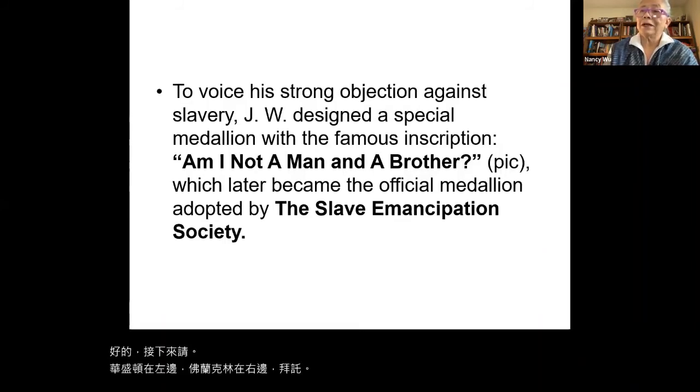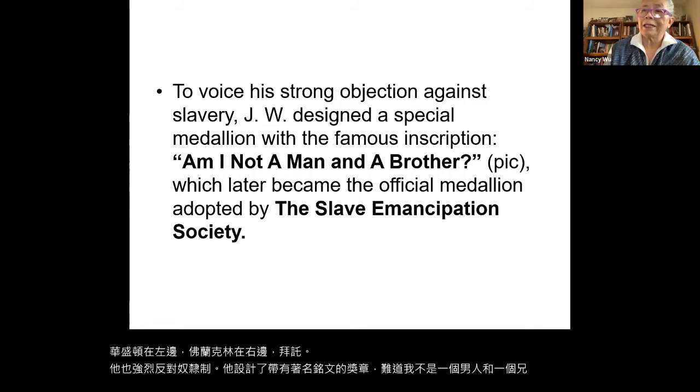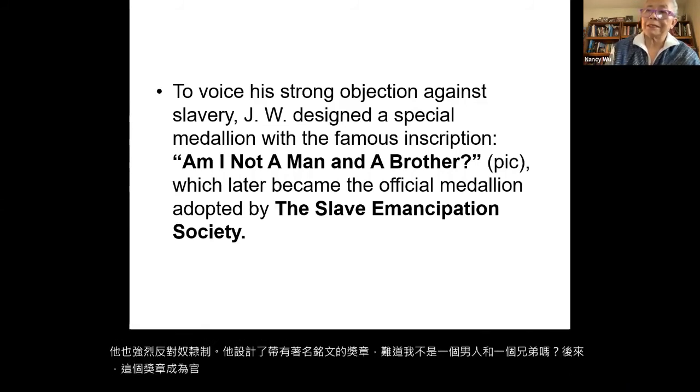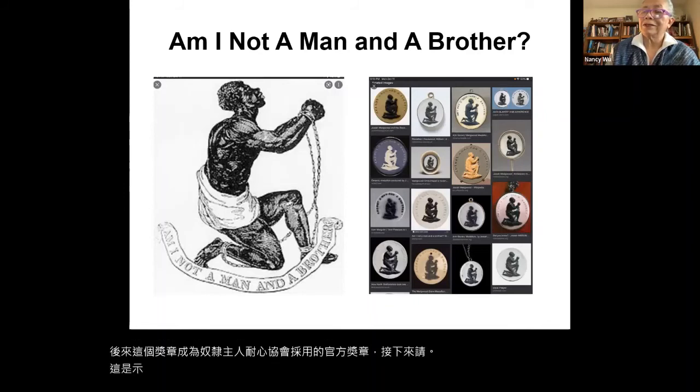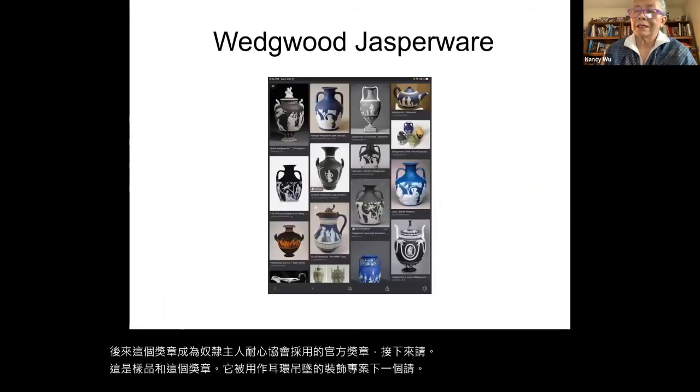And also he's strongly against slavery. He designed the medallion with the famous inscription, "Am I not a man and a brother?" And later on this medallion became the official medallion adopted by the Slave Emancipation Society. Next, please. And this is a sample, and this medallion is used as earrings, a pendant, you know, for decorative items. Next, please. This is a collection of this jasperware, very distinct. There's nothing like it elsewhere in the world. Okay, next, please.